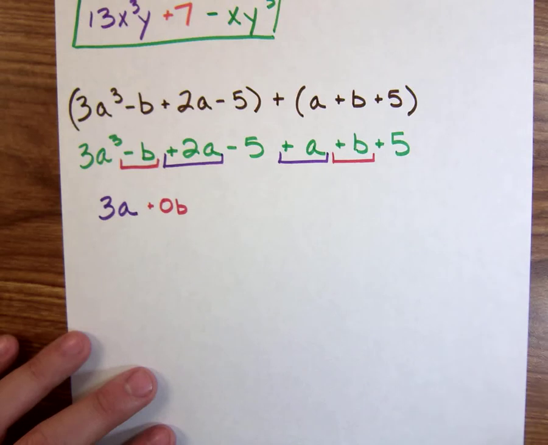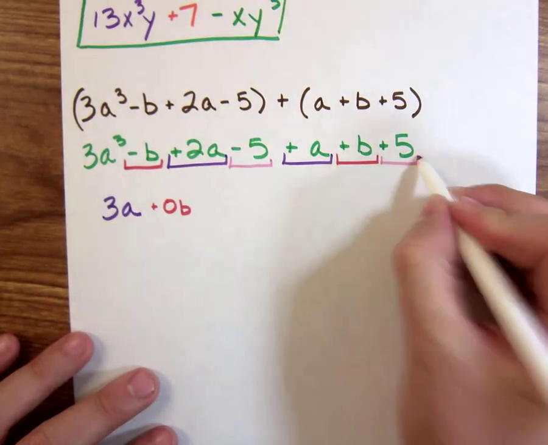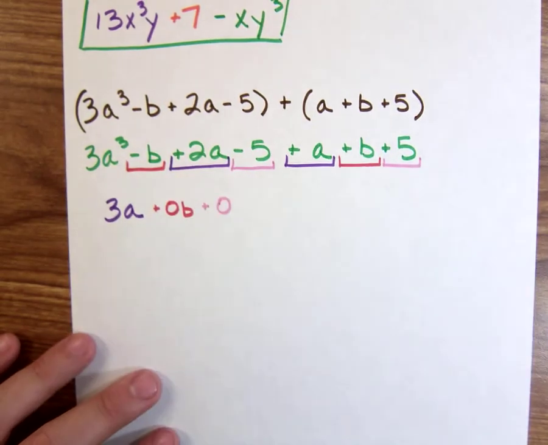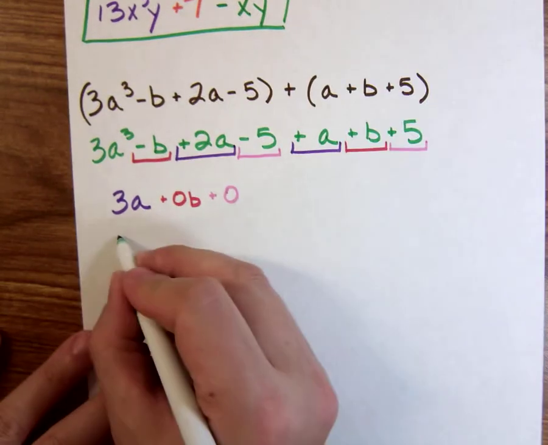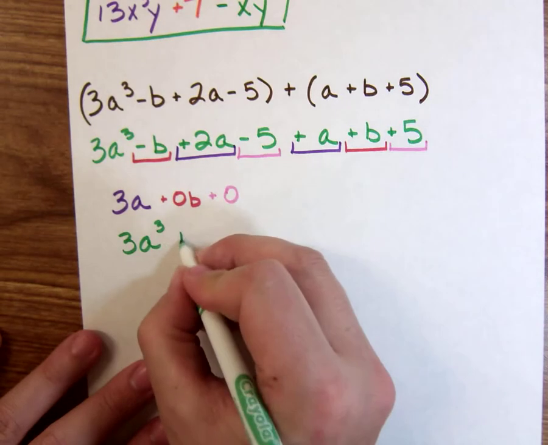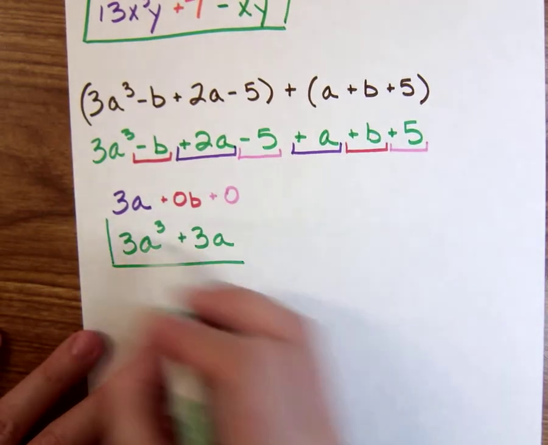Now what about the -5 and the +5? They cancel out. That's also going to be a 0. And then our poor little 3A cubed at the beginning's got nothing. So my actual answer is going to be the 3A cubed at the beginning, the positive 3A that I got from combining stuff, and that's it.